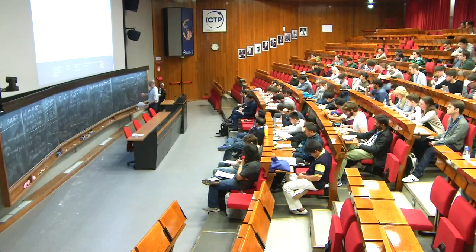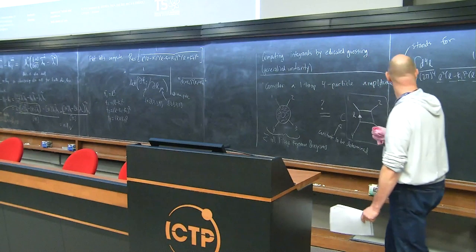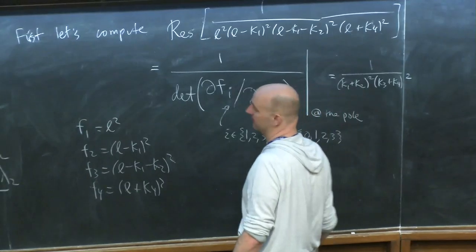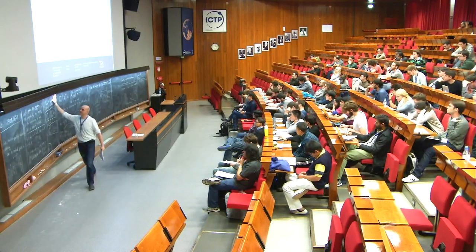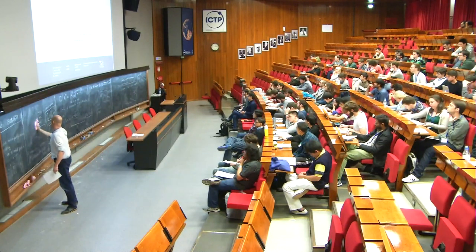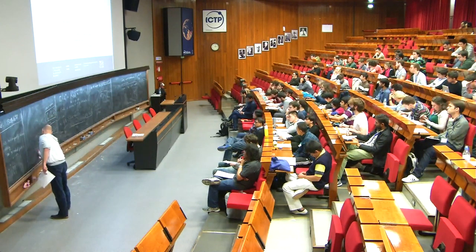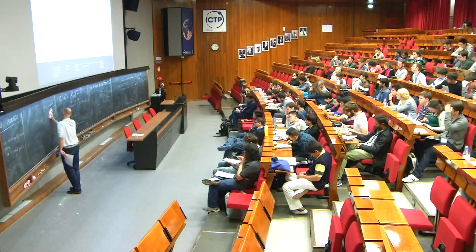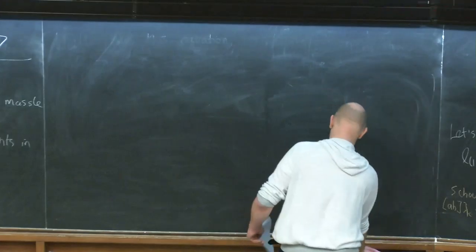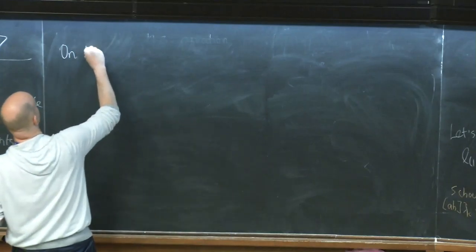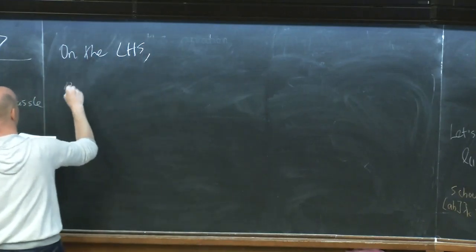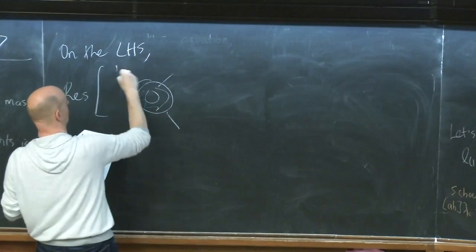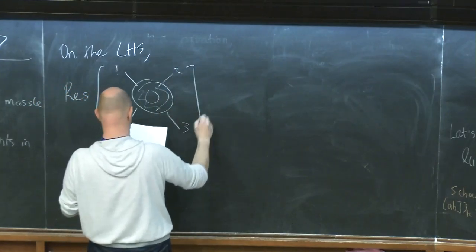Okay, so the residue on the right-hand side is going to be literally C times this. What about the residue on the left-hand side? Well, we did a similar calculation in my lecture earlier this morning. It's the same idea that goes into the residue calculation of the tree-level BCFW relations. Left-hand side, we have the residue equals.